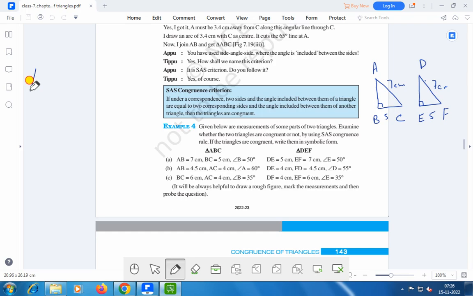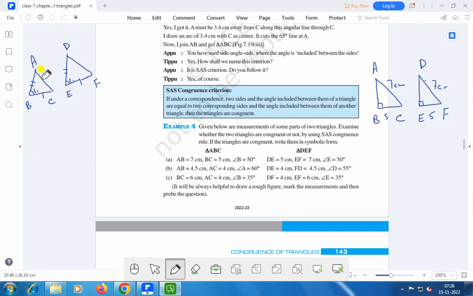Suppose one triangle is like this: ABC, A, B, C. Another triangle is like this, DEF, D, E, F. What is the congruence? Side angle side. Suppose this side, AB side, is equal to DE side, and this angle is 60 degrees. This angle is also 60 degrees, right? This side is the same, and BC side is equal to EF side. That is known as the side angle side congruence rule.